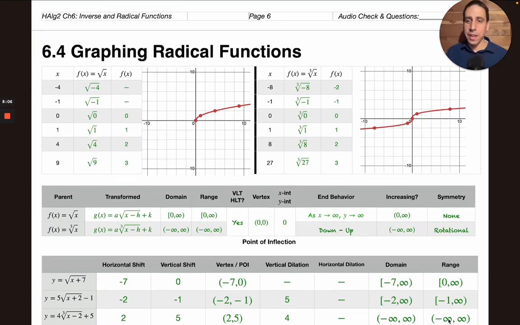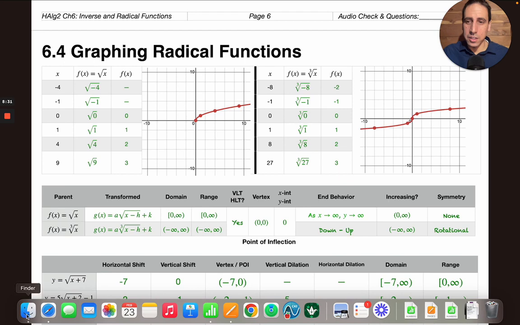Let's go to cube root land. All right, so we've got 3 numbers here. We've got a horizontal shift, a vertical shift, and a vertical dilation. You can see x -2, so we see a -2 and switch that around to get +2, 5 is where the new point of inflection is. Used to be at 0, 0, as you can see here, but the new point of inflection, everything got shifted 2 units to the right and 5 units up.